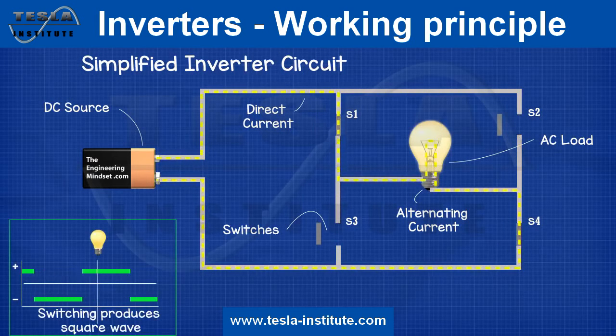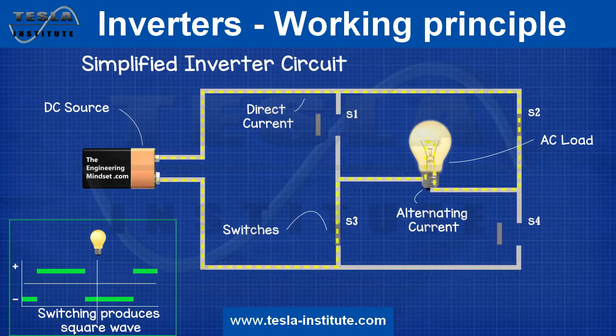The lamp will not see this as a sine wave, however, as the sudden switching will only result in a square wave. The sharp corners of the square wave can be damaging to electrical equipment, so we need a way to smooth the corners out. The switching is also far too fast for a human to do.